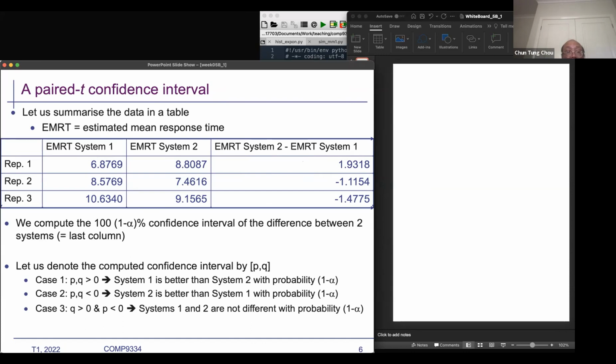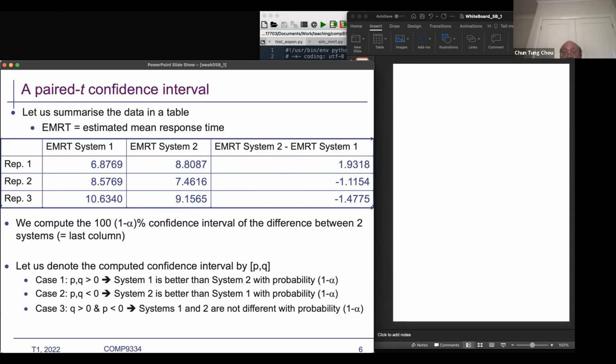Now, let's just say the answers that you're going to give after computing a confidence interval. The confidence interval has two numbers, P and Q. P is the lower limit of the confidence interval, and Q is the upper limit of the confidence interval. Because you have two numbers, P and Q, P can be a positive or negative number, and Q can be a positive or negative number.